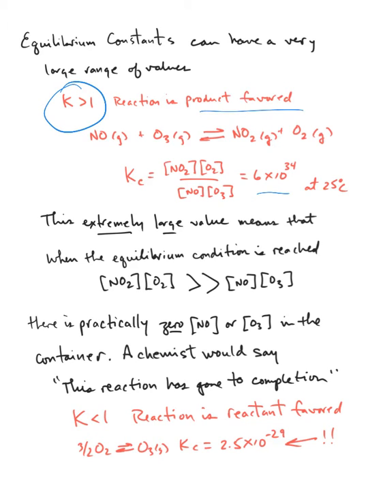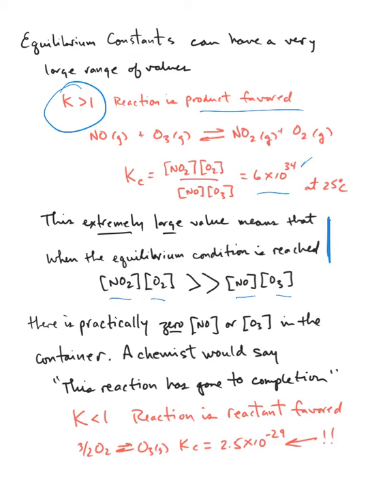So look at this one. NO2 and O2 over NO and O3 have a Kc, or equilibrium constant, of 6 times 10 to the 34th, obviously an absolutely huge number. When you see an extremely large value, it means that when the equilibrium condition is reached, the product molecule concentrations are way bigger than the reactants.